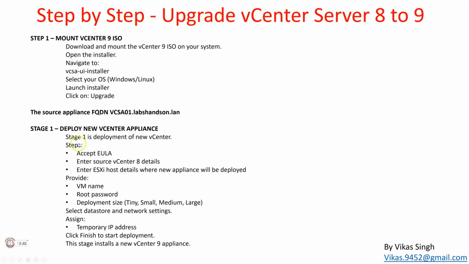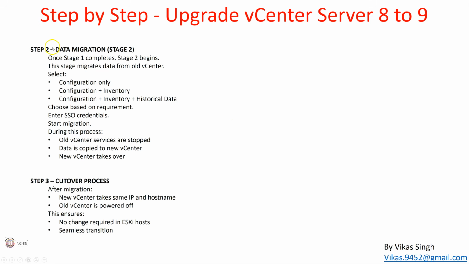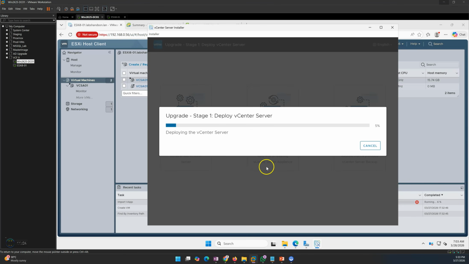And once this stage 1 is completed, we will move ahead with stage 2 basically. So we have done stage 1, and stage 2 is going to be a data migration. Once stage 1 is completed, stage 2 will begin. So this is going to be a migration of data from old server to new vCenter server. So I'm going to pause the recording once this deployment is finished and we are ready for stage 2.